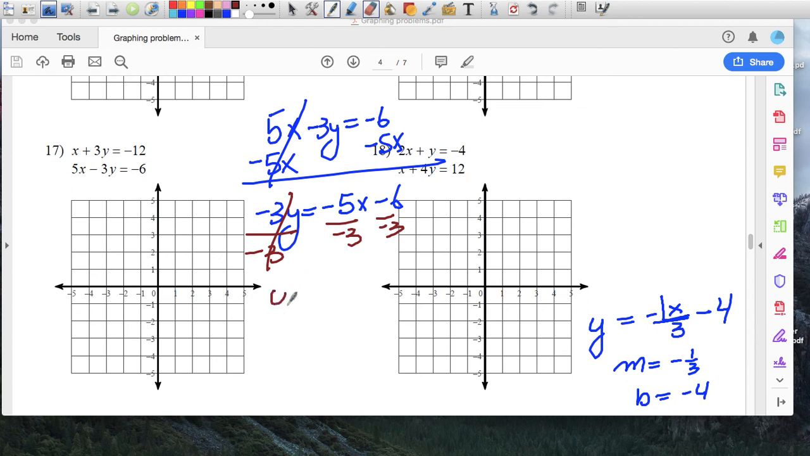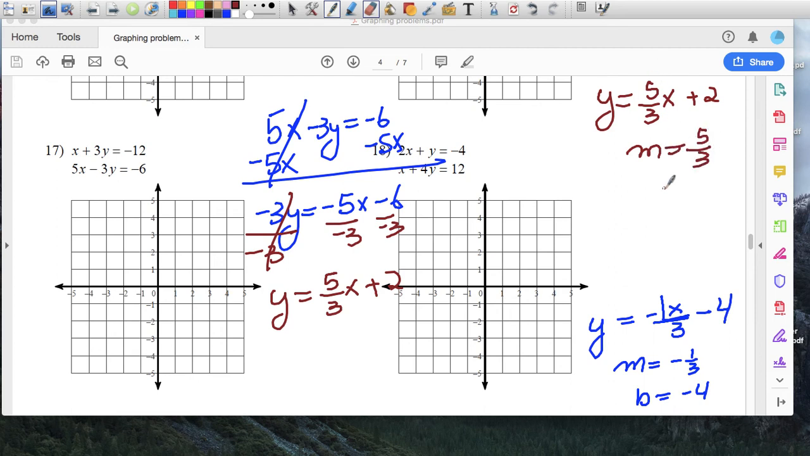That gets out, so I'm left with y equals, and the negative and the negative give me a positive, so I can write 5/3 x. And a negative over a negative is positive, and 6 over 3 is just 2. So here's the equation of my second line, written in the form mx plus b. So it's 5/3 x plus 2. My slope is 5/3, and my intercept is 2.